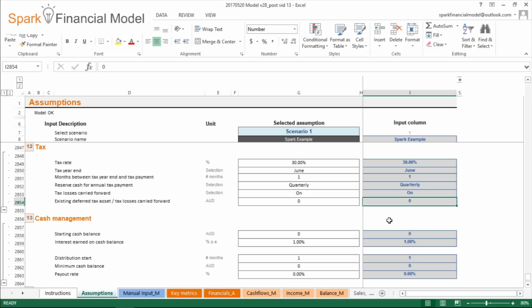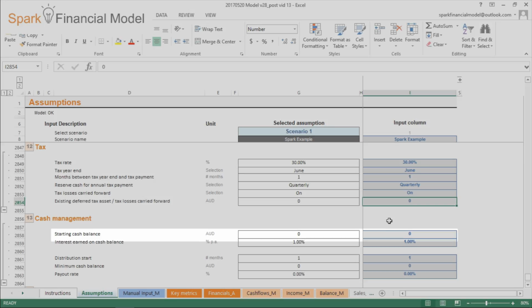Next, let's move on to cash management. Note the cash reserve mentioned here does not include the cash reserve for tax payments described earlier. The cash reserves here is what the business uses to pay its day-to-day expenses. The first field is the starting cash balance in the business, contributed from its owners.